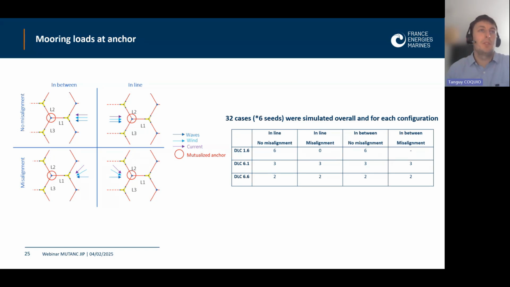And from the point of view of the anchor, there are 4 types of incoming MetaOcean conditions: in between with no misalignment, and in line with no misalignment, which means the environment is coming in front of a line or in between 2 lines, which will impact the anchor very differently because it is pulling with 2 lines. You can also introduce misalignments to obtain intermediate configurations.